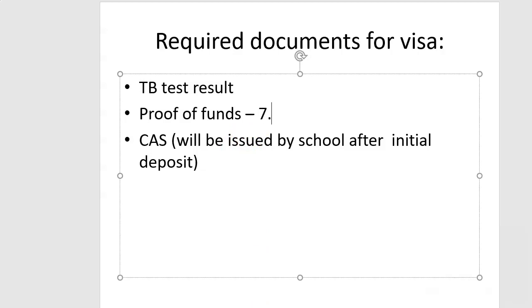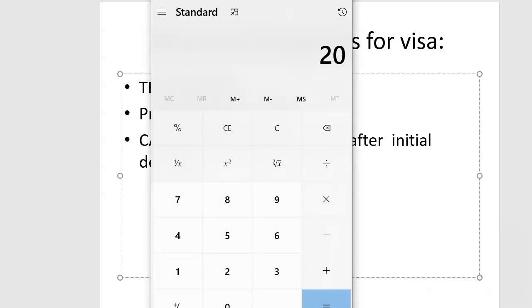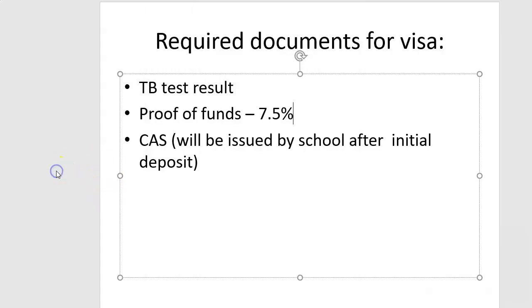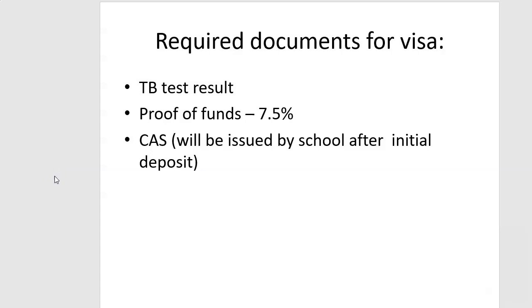So for this proof of funds, let's assume you need 20 million naira. I'm not very good with calculation. You need 20 million naira for your bank statement, so that means you are paying 7.5% of it, actually 1.5 million naira. That is how much you'll be paying for this proof of funds. What happens is that we put the 20 million naira in your bank account. You won't have access to it, of course. We'll put a lien on the account.